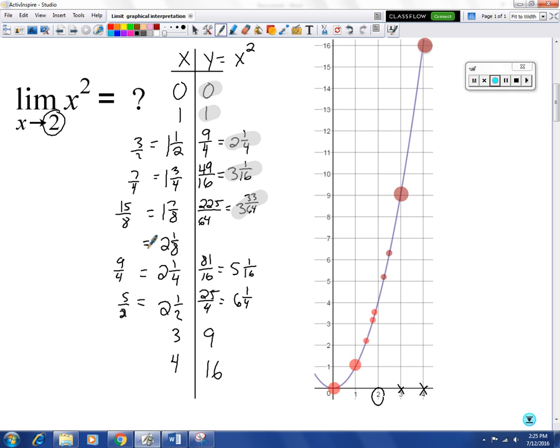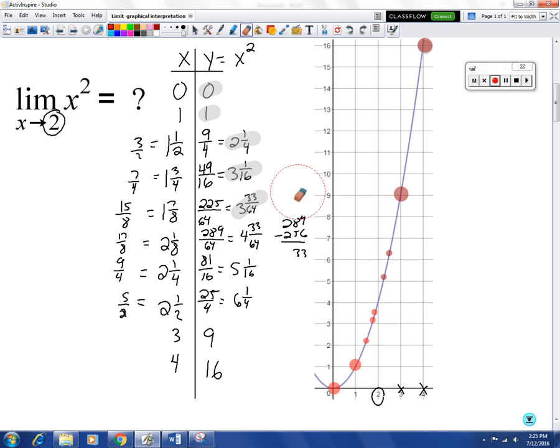Okay, 2 and 1/8 is the same as 17 over 8. When I square 17, I get 289. Square 8 gets 64. 64 goes into 289 4 times, because 64 times 4 is 256, which is smaller than 289. Then 289 minus 256 is 33. Okay, so 4 and 33 over 64.